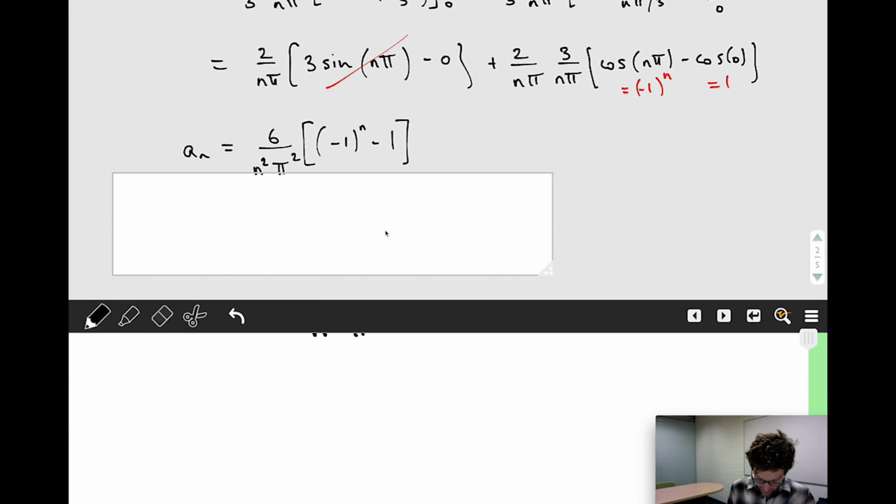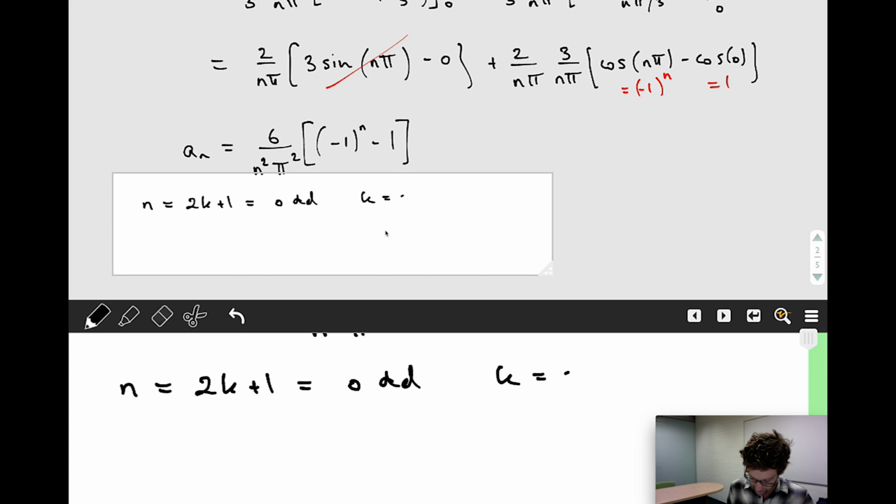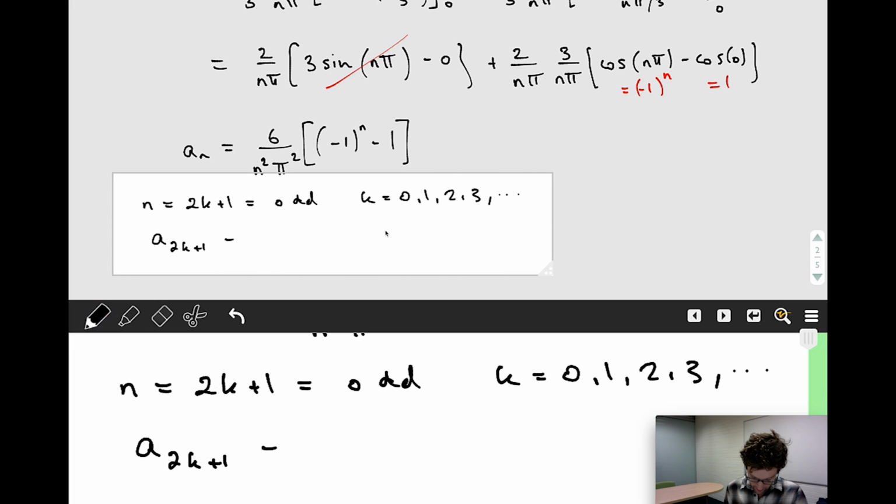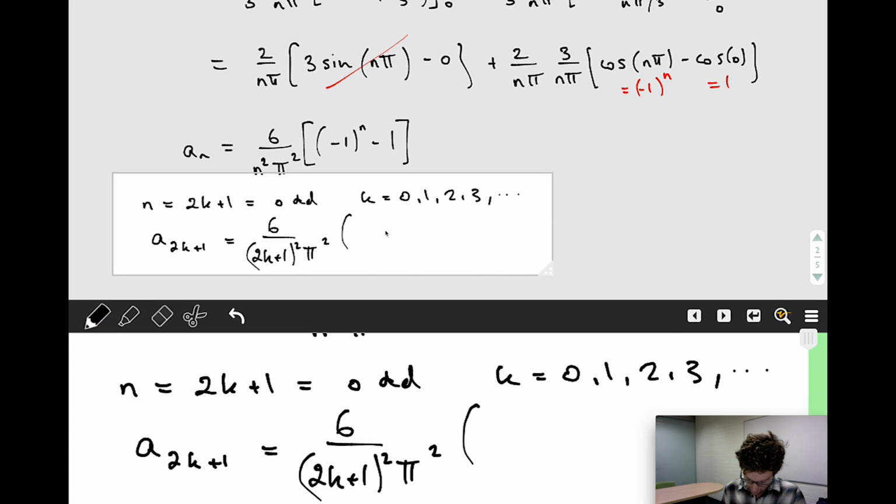So let's take a look at n equals 2k plus 1, an odd number. Here I'm setting k equal to 0, 1, 2, 3, and so on, so I can pick up all of the odd numbers. Then the coefficients corresponding to that value of n will be 6 over (2k plus 1) squared pi squared, times minus 1 to an odd power, which is minus 1. Minus 1 gives me minus 2, so I can write this whole thing as minus 12.